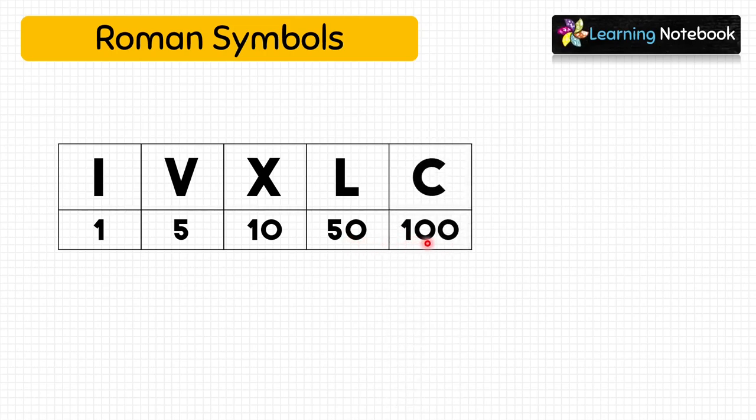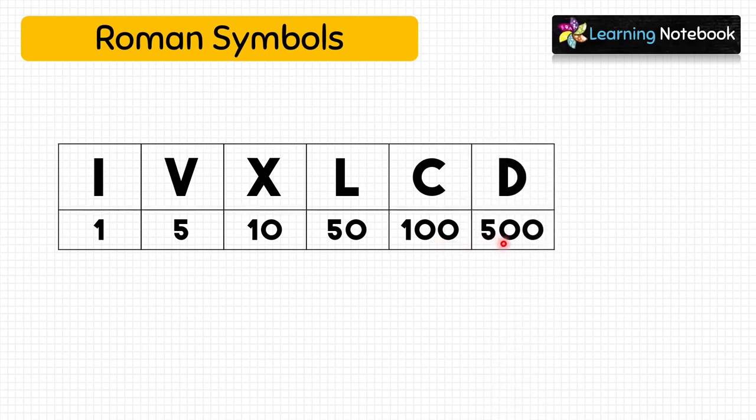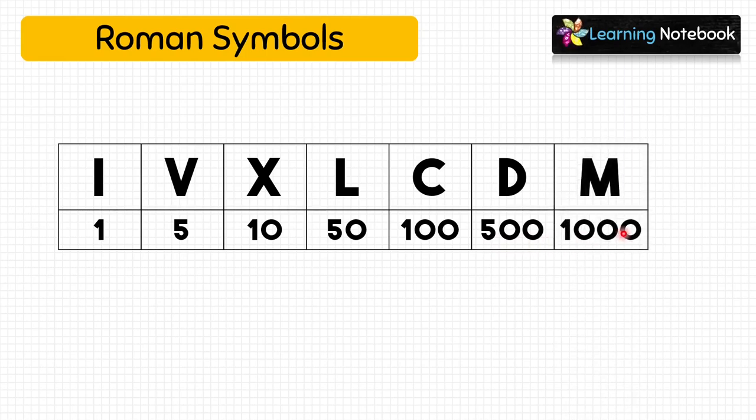The next one is C, which represents 100. The sixth Roman symbol is D, which represents 500. And the last Roman symbol is M, which represents 1000. So students, these are the 7 Roman symbols.